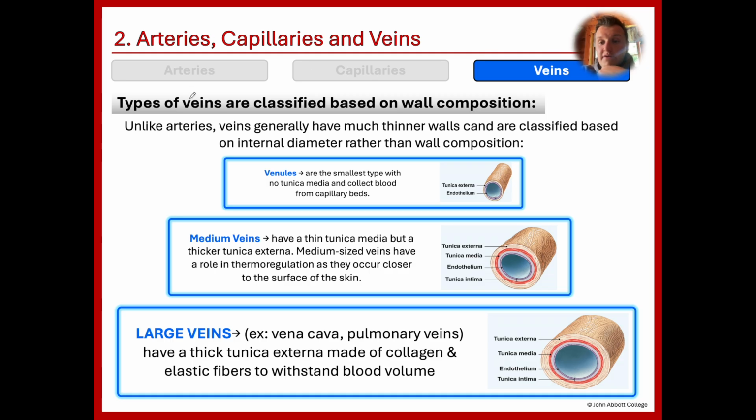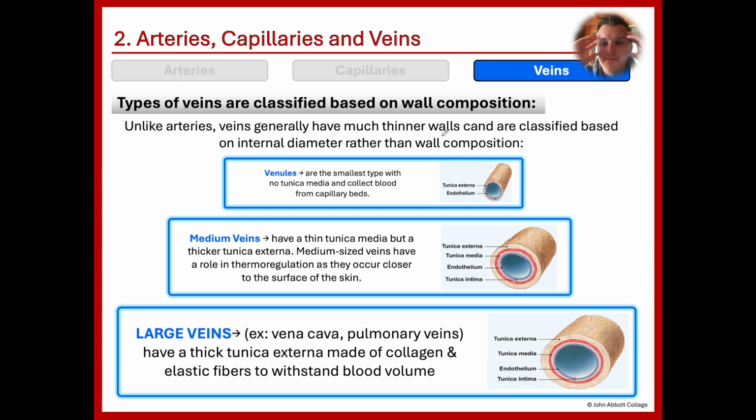So now we saw arteries are vessels that bring blood to tissues. At the tissues, we have capillaries, which are small vessels that allow exchange. And now we're going to talk about veins. And veins, there are different types of veins, just like there were different types of arteries, right? Unlike arteries, veins generally have much thinner walls. They're very, very thin compared to the arteries.